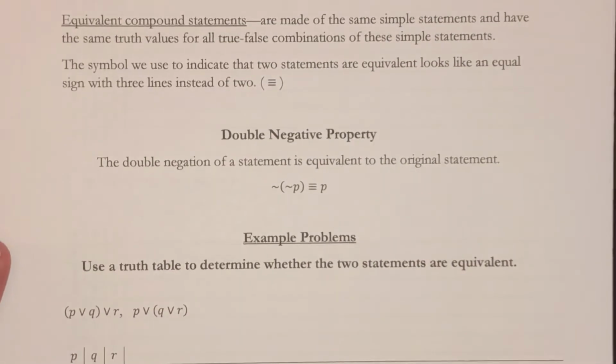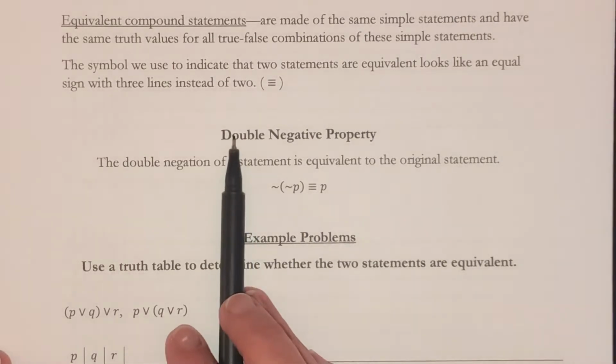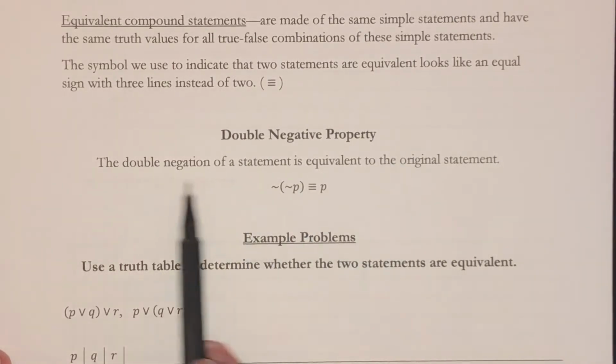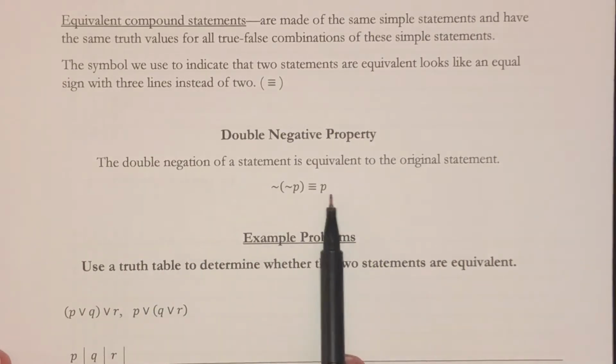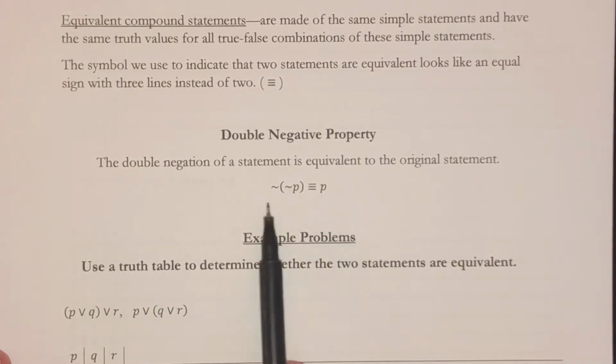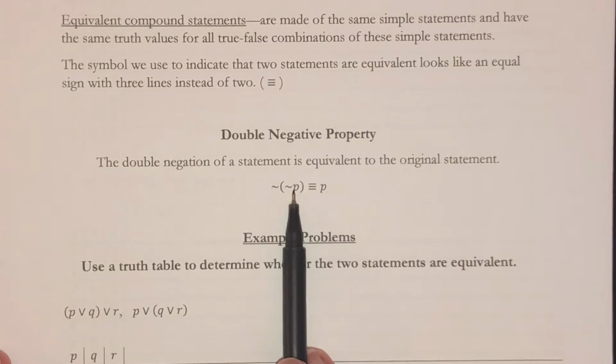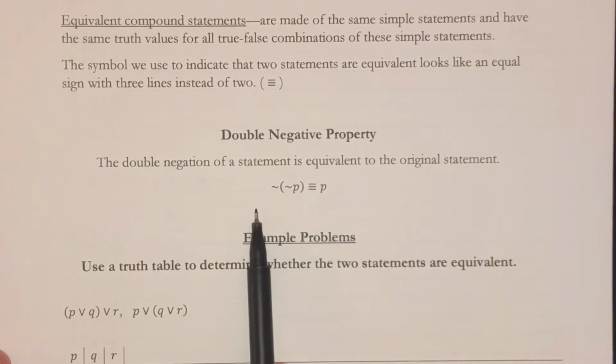We do need a property, and we've mentioned it earlier in the chapter, but again, we have a double negative property, where if you have 2 negatives, it's equal to the original. You can think of this as 2 negative statements, like negative, negative 1, and you end up with 1. It's the same kind of idea. 2 negatives undo each other.